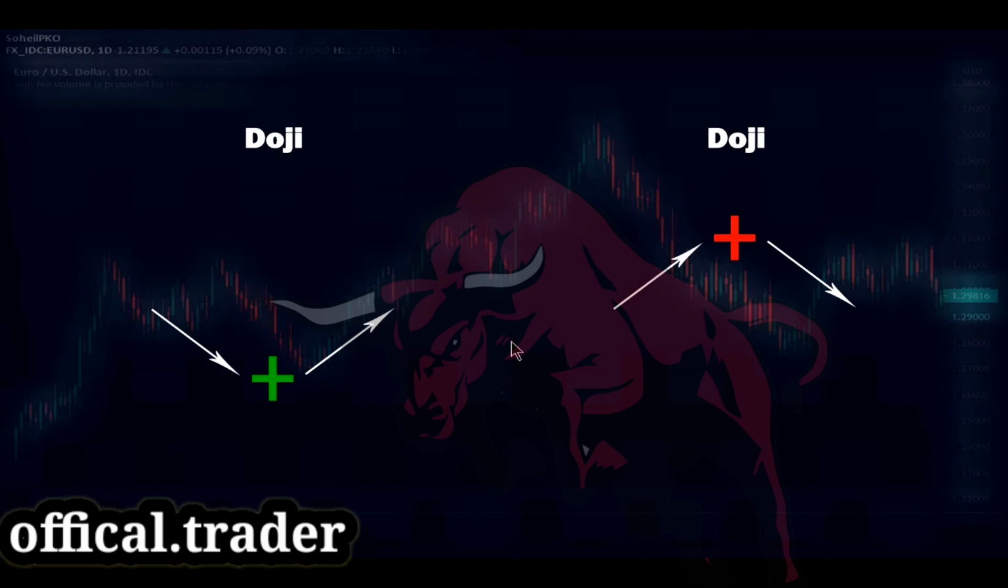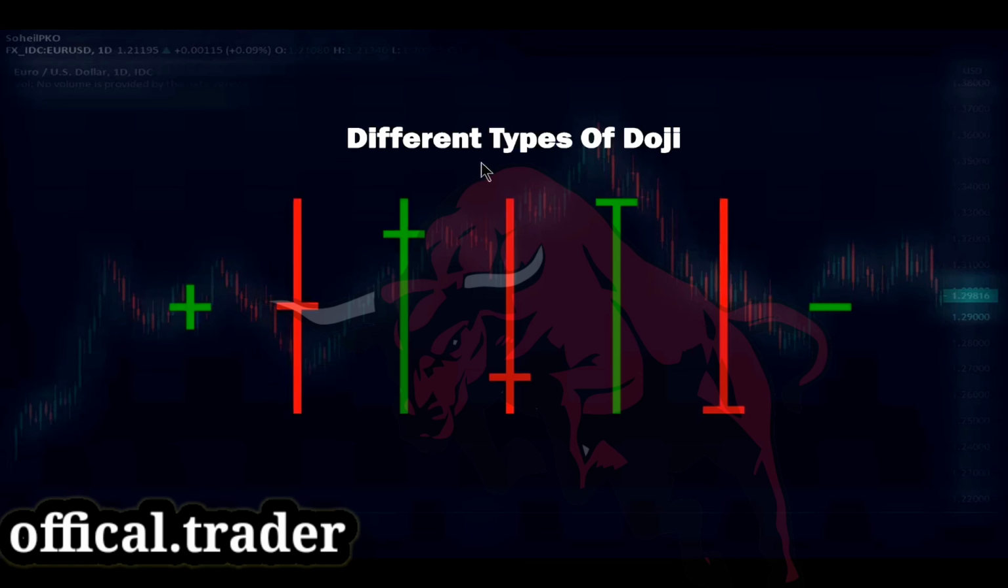We have different kinds of dojis and not all of them show indecision, and some of them are naturally bullish or bearish. There are 7 kinds of dojis. The first one is the one that we just discussed, and it's called common doji, plus sign doji, or doji star. We can just call it doji. Now let me explain the other dojis in detail.